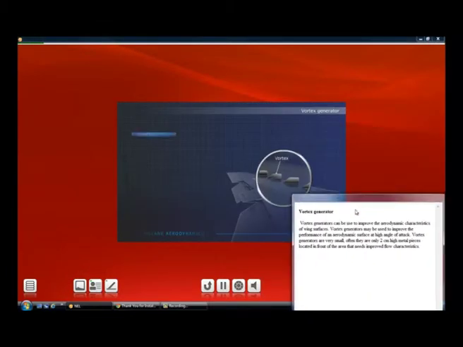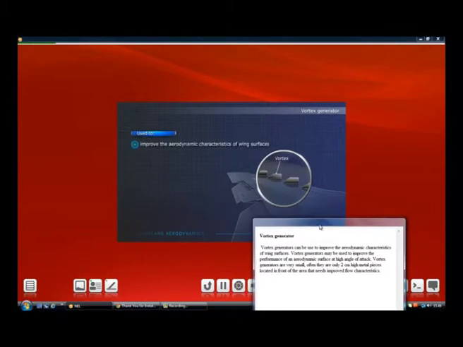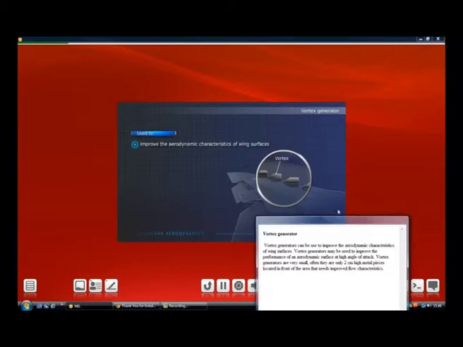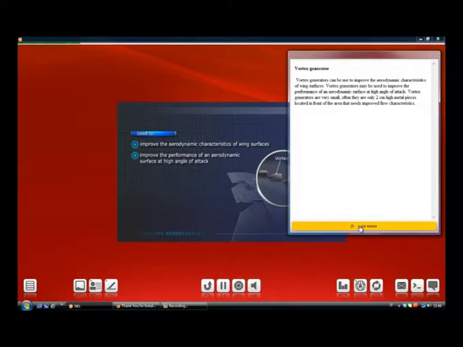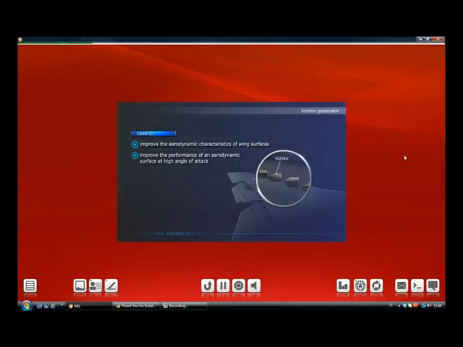Vortex generators can be used to improve the aerodynamic characteristics of wing surfaces, and to improve the performance of an aerodynamic surface at high angle of attack. Vortex generators are very small, often only 2 centimeters high metal pieces.